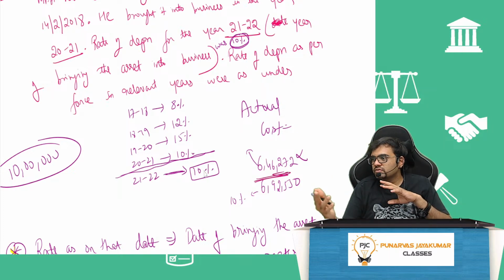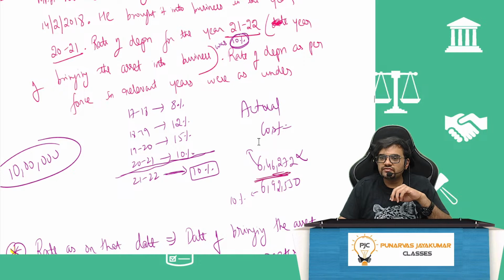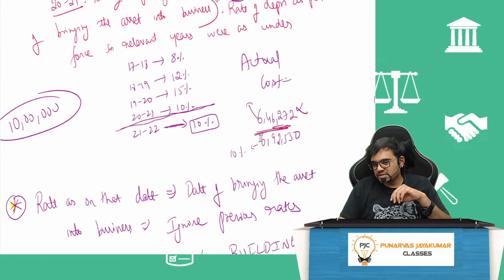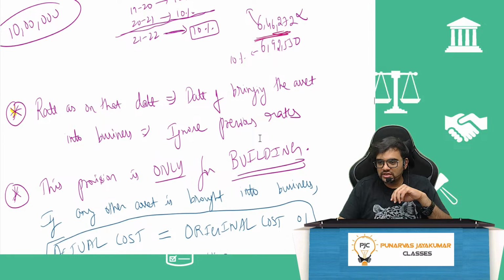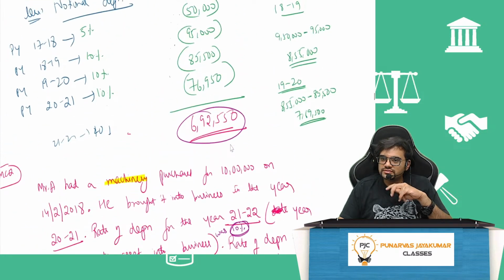Now they will ask you what is the actual cost. What should we do? What is the amount? Then 10 lakh minus depreciation every year. What rate should I take? 10%. 100% wrong. This is only for building. See, MCQ, they can ask you.